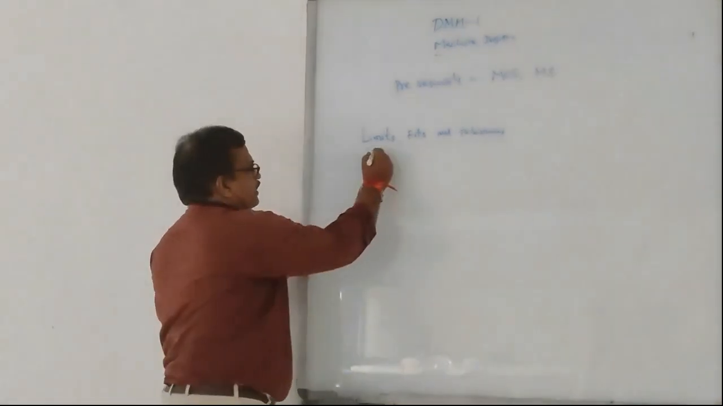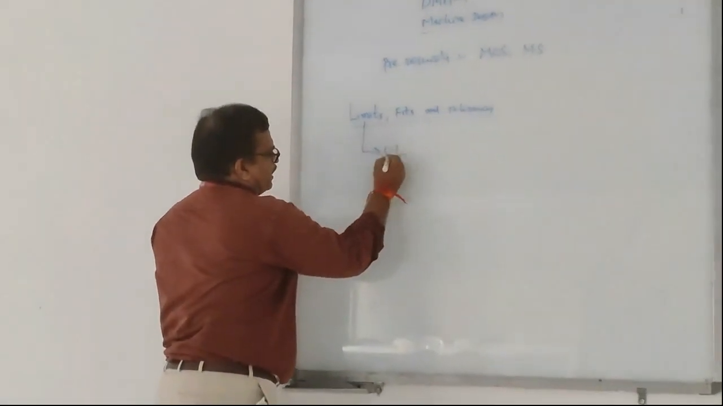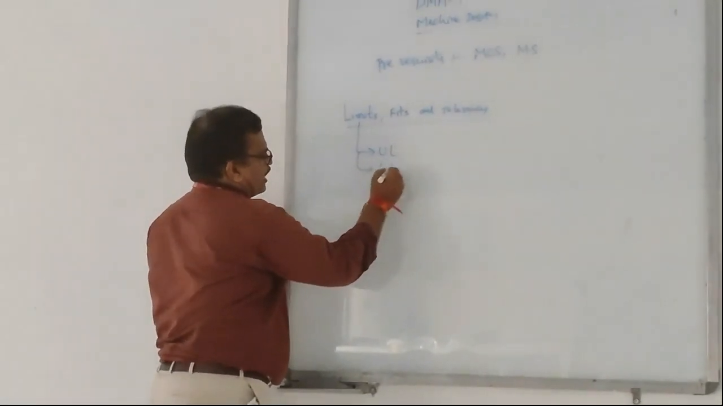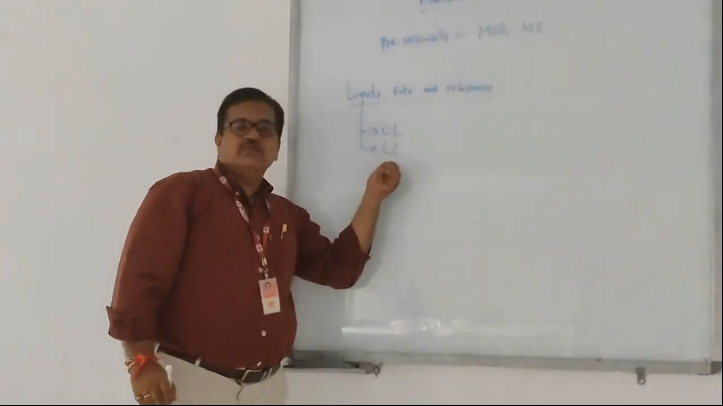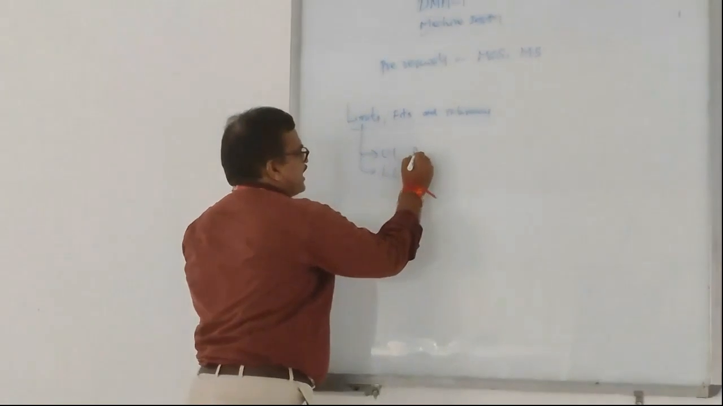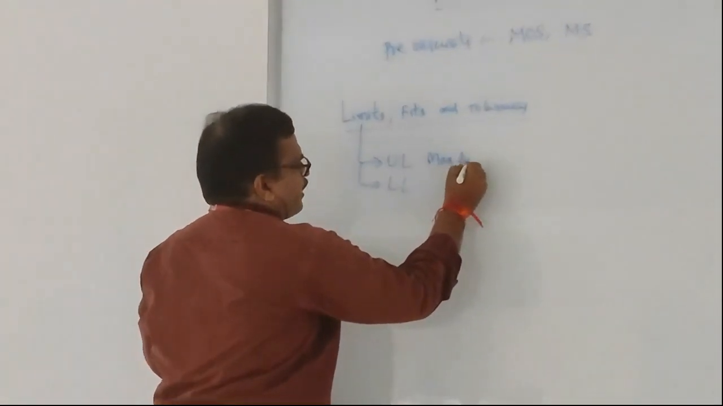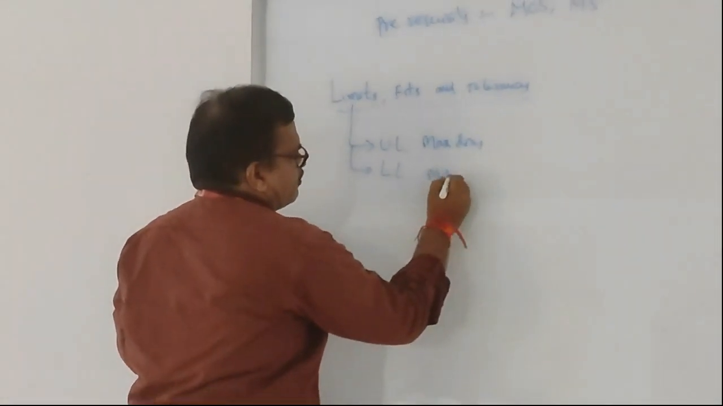It can be upper limit or lower limit. Upper limit means maximum value and lower limit means minimum value. So maximum dimension and this is minimum dimension.